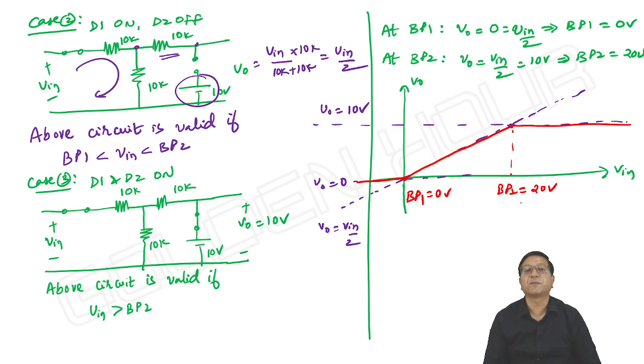When input reaches its positive peak amplitude, that time output reaches 10. Whenever input is 20, that time only diode D2 is on. When input falls below 20, immediately D2 becomes off, because the input is 20 sine omega t. At the peak, D2 is also on along with D1. Later, D2 becomes off, and when input falls below 0, D1 also becomes off. So this is how we can see the transfer characteristics.